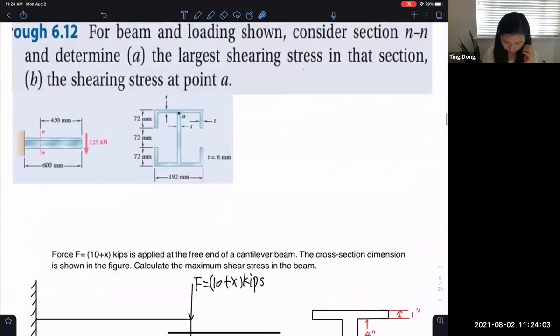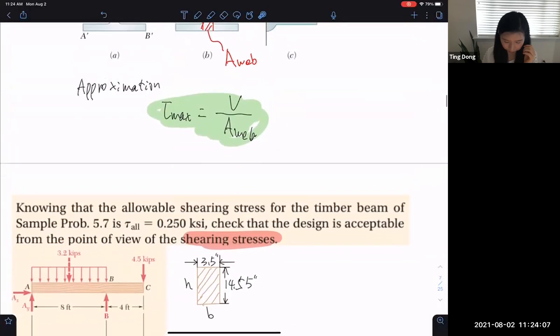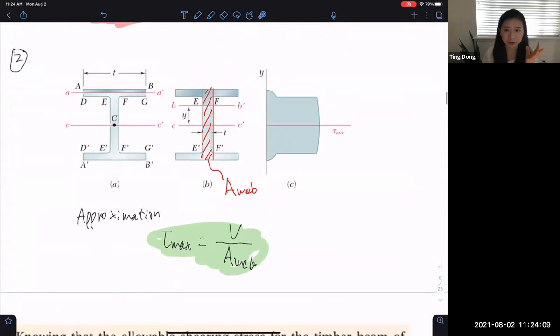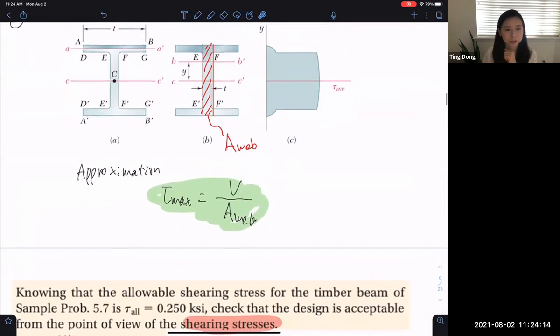So this is pretty much the second type of question in this chapter. The first one is calculating horizontal shear force, and the second one is calculating shear stress. Any question here?